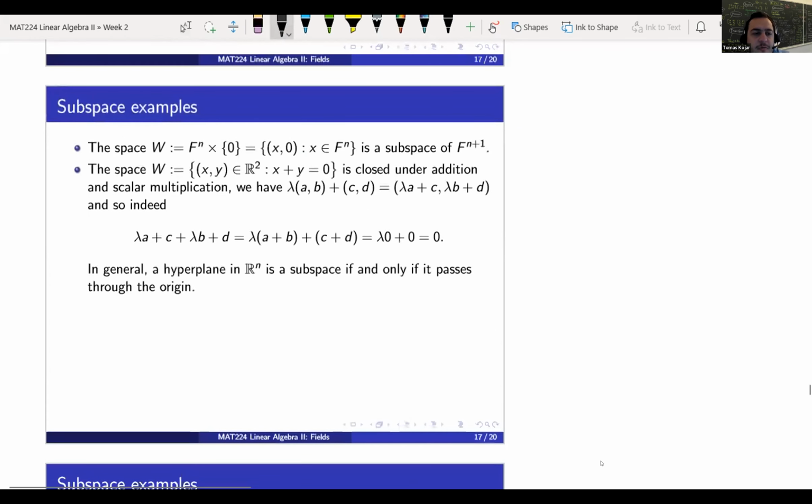I will leave this as a homework. This is pretty interesting. As long as you pass through the origin, you don't even have to check closure. So you have something like x1 to xn equal to some c, and this is W. I should just put 0 here. Anything of this form will always be a subspace. Okay, and the proof is very similar to what I just did.